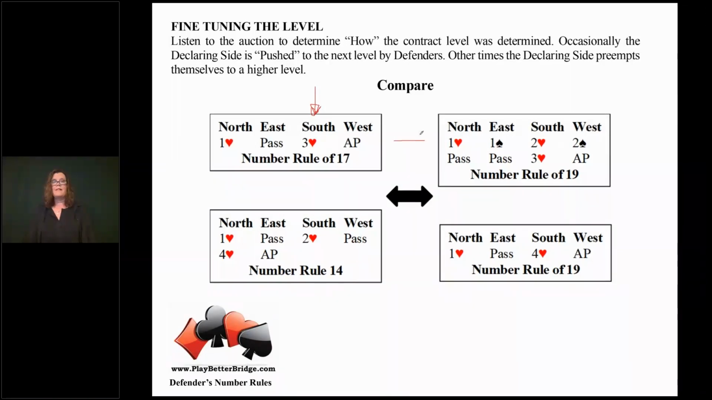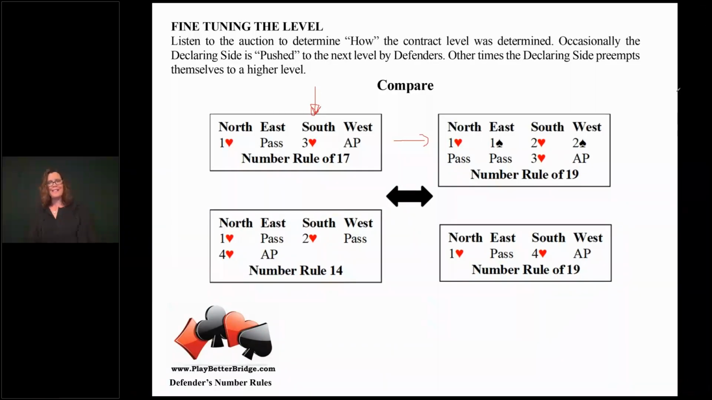In comparison, let's look at this box to the right here. 1 heart by north, 1 spade by east, 2 hearts by south, 2 spades by west, pass, pass, 3 hearts by south, all pass. Now you have to listen to the auctions carefully and ask yourself, how did the partnership get to the final contract? In the box on the left, they freely bid to 3 hearts and showed invitational values with South's bid to 3 hearts. In the box on the right, South was pushed there. If West hadn't bid 2 spades, the partnership would have stopped in 2 hearts, right?